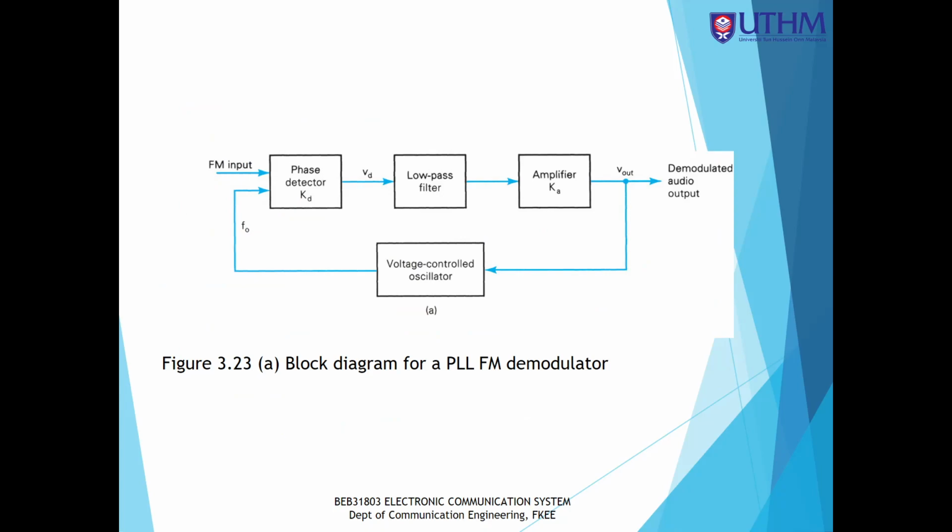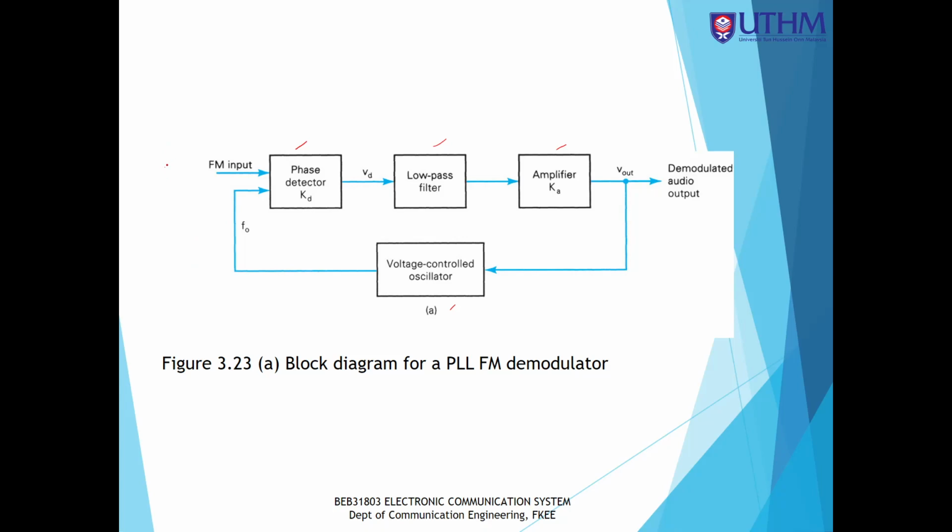So this is the block diagram of the PLL. Again, PLL has many types, depending on the application. The PLL here has a phase detector, low pass filter, amplifier, and a voltage control oscillator, VCO. So how does it work? The first thing is that it will compare the frequency at the input.